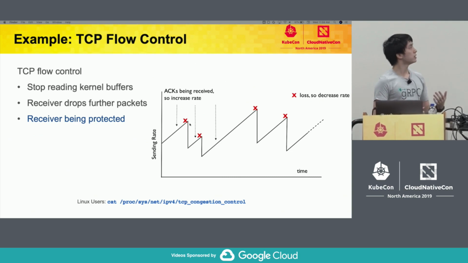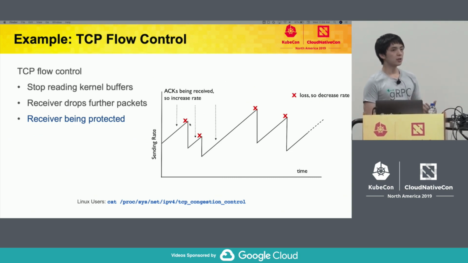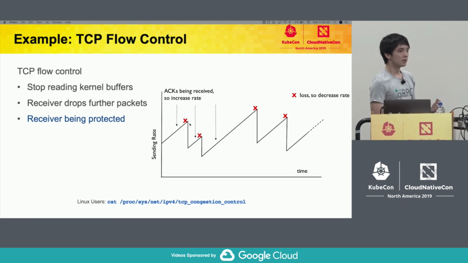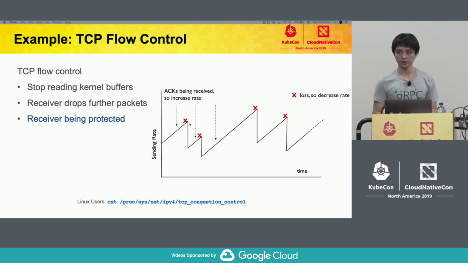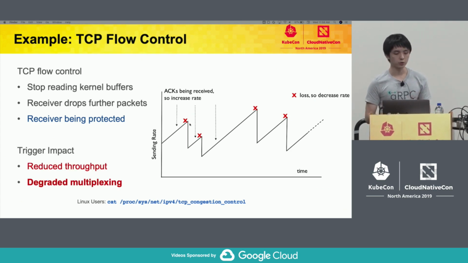In this way, TCP can achieve flow control by doing the following steps. When the buffer is filled up in your application, it stops reading from the kernel buffers. Then the receiver will drop any further incoming packets, and in this way, the memory pressure of the receiver will not get worse. Then the receiver is getting protected. Job done. Except there are two drawbacks.